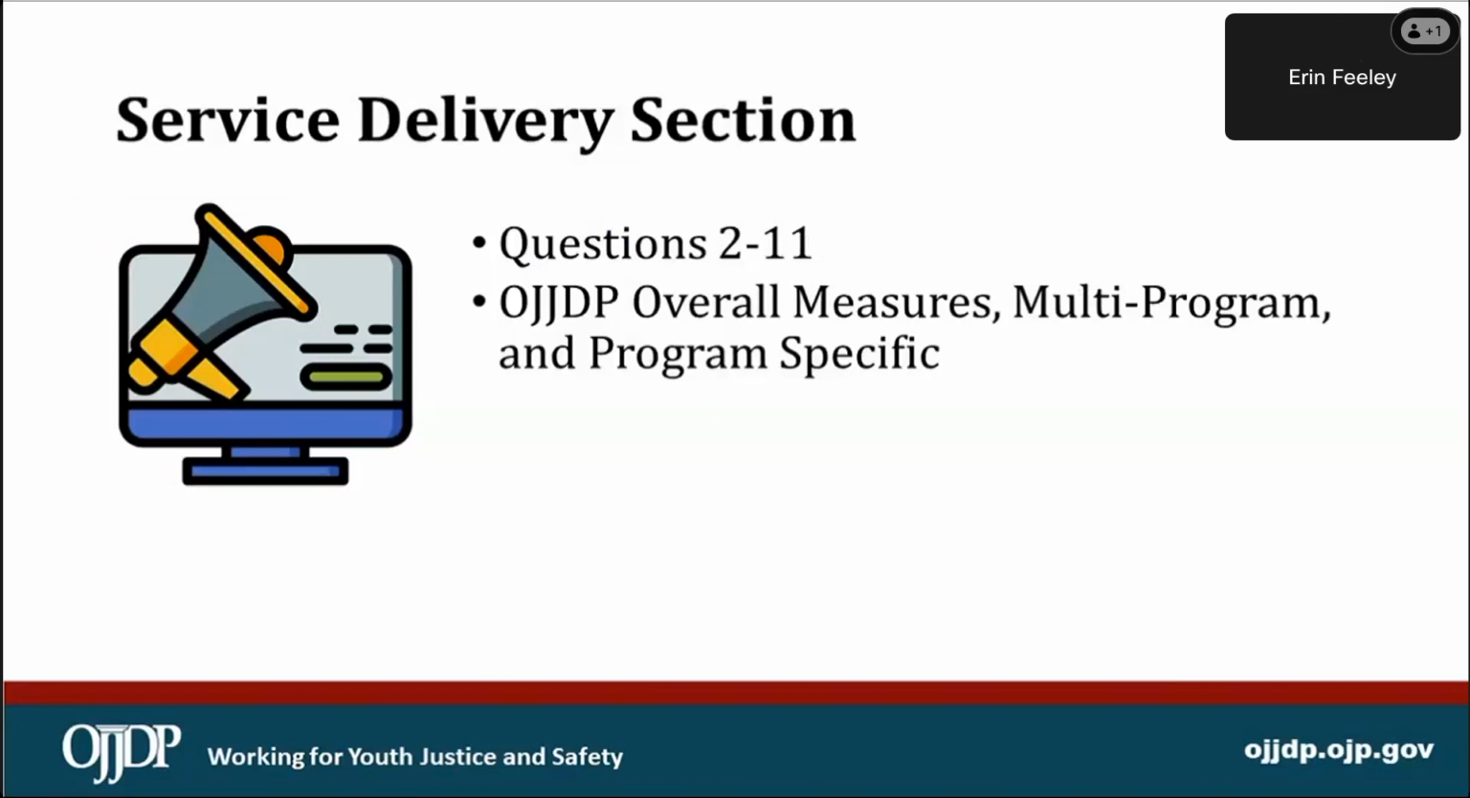Now we're going to take a look at the service delivery section. You'll note that this section makes up questions 2 through 11 and includes OJJDP overall measures, multi-program measures, and program-specific measures. Since most of the questions are OJJDP overall measures, we'll be reviewing a few program-specific service delivery measures to go over with you shortly.